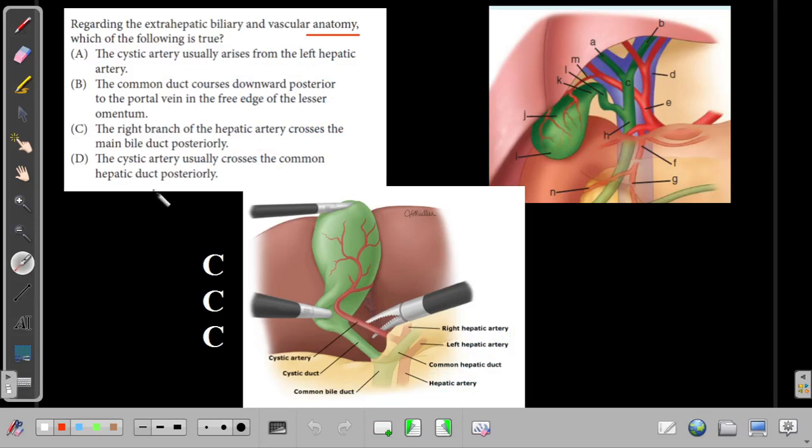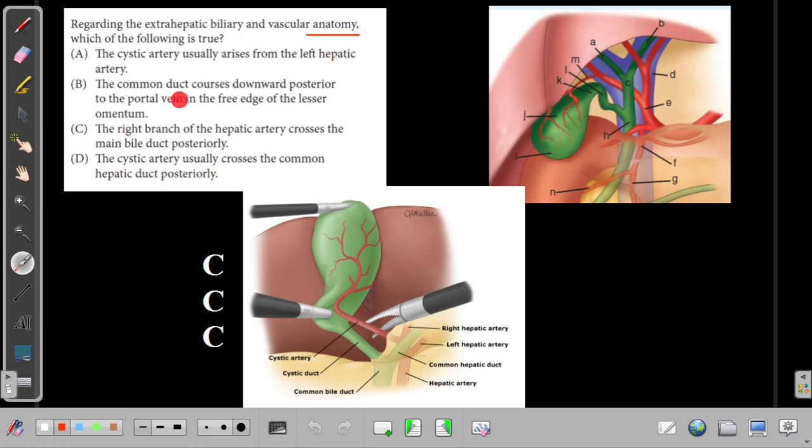هنستكمل مع بعض مراجعة الجول بلادر عن طريق ال MCQ، وده الفيديو رقم 6 والأخير في هذه السلسلة. Regarding the extrahepatic biliary and vascular anatomy, which of the following is true? Cystic artery usually arises from the left hepatic artery. This is untrue because it arises from the right hepatic artery.